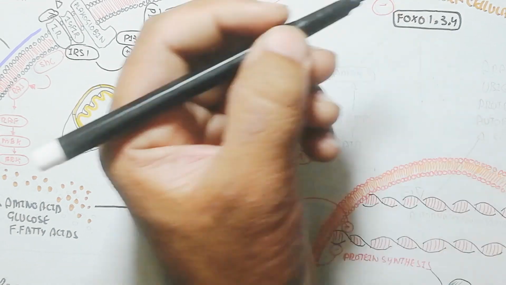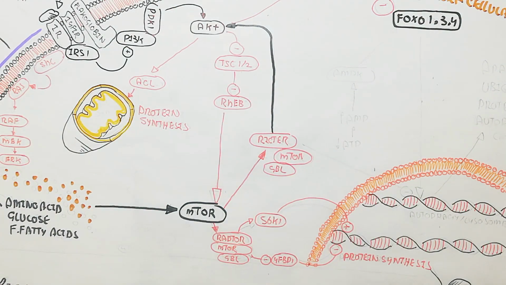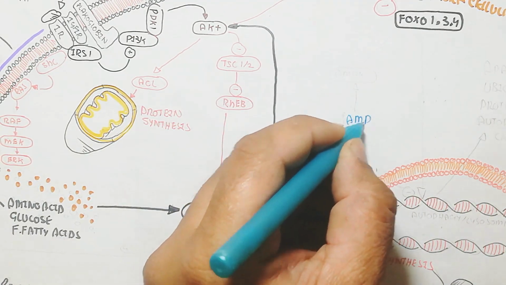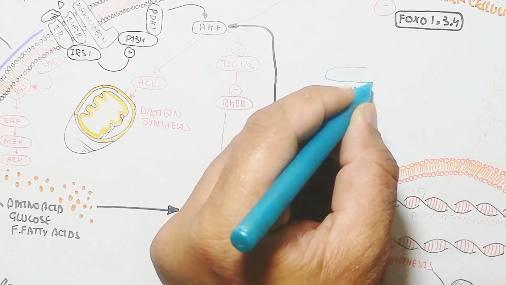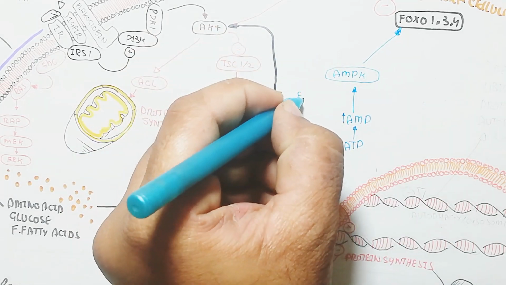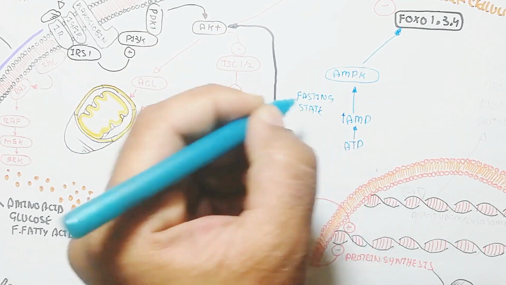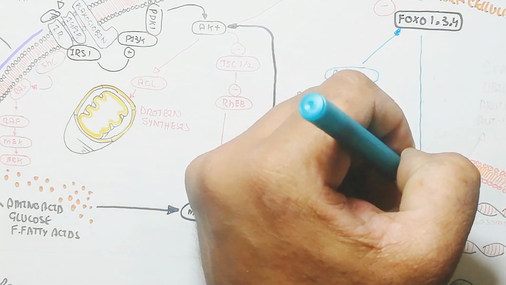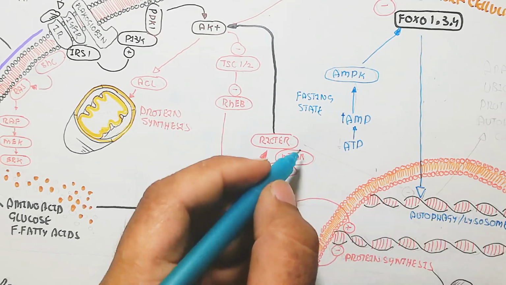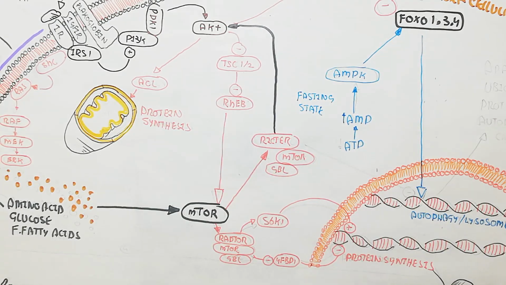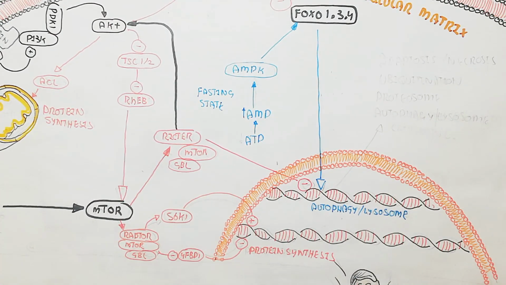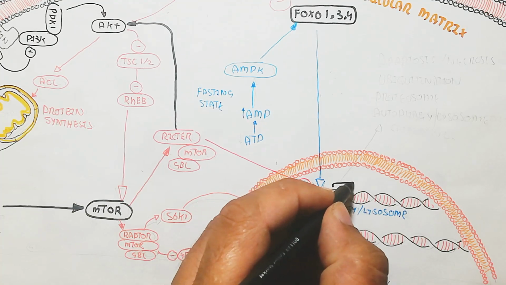FOXO 1, 3 and 4 is responsible for triggering necrosis and apoptosis. For example, when there is muscle injury, necrosis is required to clear that injury. But AMPK during fasting will trigger this FOXO for apoptosis. So in this way, apoptosis will occur when you are fasting. So fasting is also important. But autophagy and lysosome will be triggered through FOXO, while the Rictor-containing complex of mTOR inhibits autophagy and lysosome.